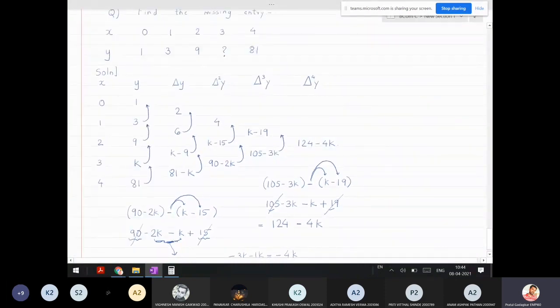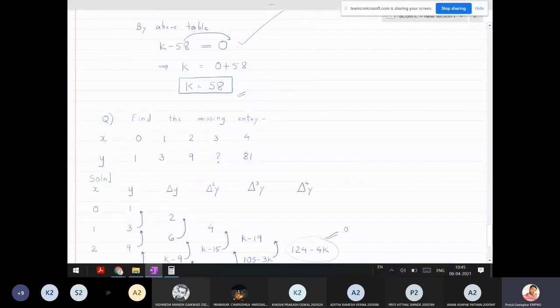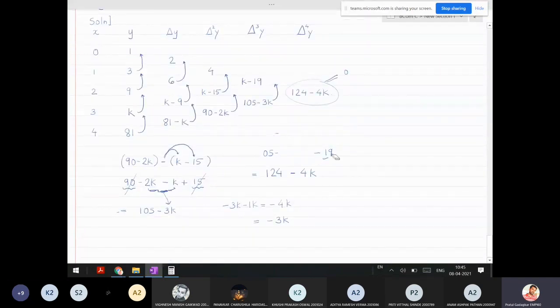Now you cannot move ahead. And we know that this last column, this last entry, must always be zero. So I'm going to put that equal to zero. As seen in the previous problem also, we did the same thing. The last entry was equal to zero. So when I put this equal to zero, now I'm erasing the rough calculations. So what is the last entry? The last entry is 124 minus 4k.